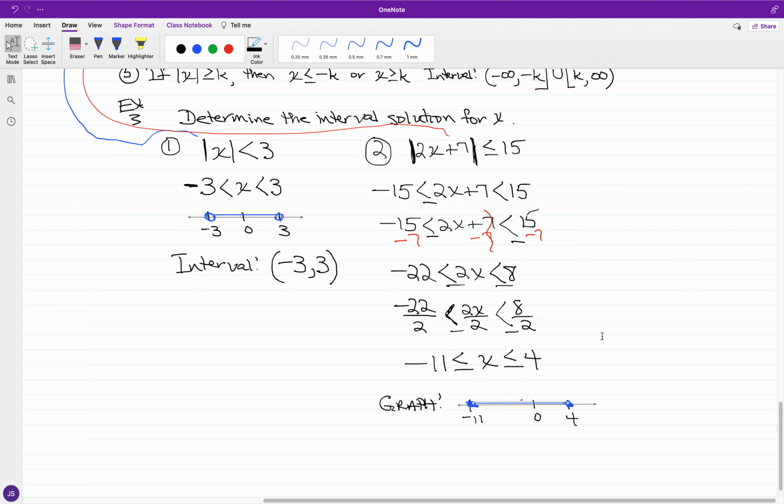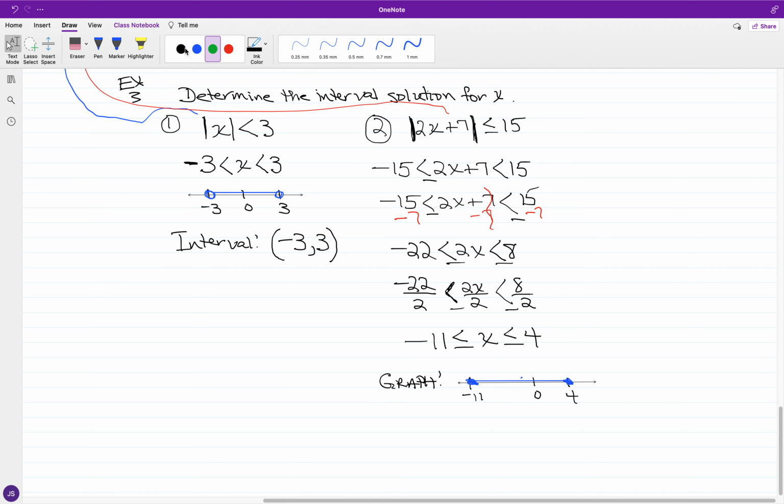All right, and so for the interval solution, I have between negative 11 and positive 4, and with both negative 11 and positive 4 included, we're going to have brackets to enclose. All right, and that is the case for what we have. So just going out in the other direction.